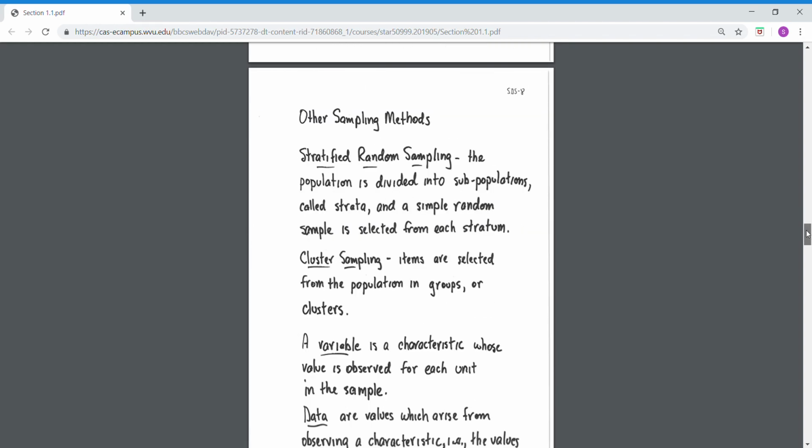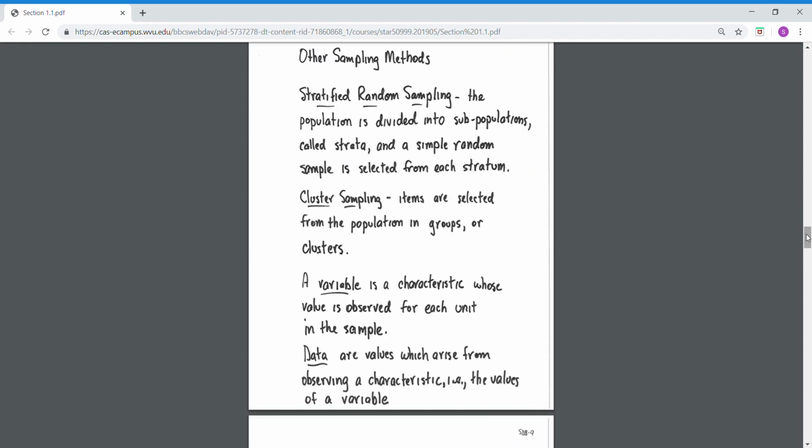Some other sampling methods we should concern ourselves with is stratified random sampling. The population is divided into subpopulations called strata, and a simple random sample is selected from each stratum. For example, sometimes we use stratification in medical studies, particularly with the variable age. If you notice, oftentimes for medication doses, children and adults have different dosages.